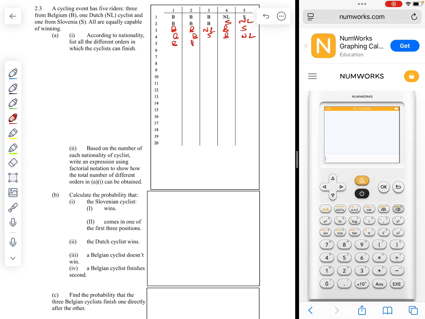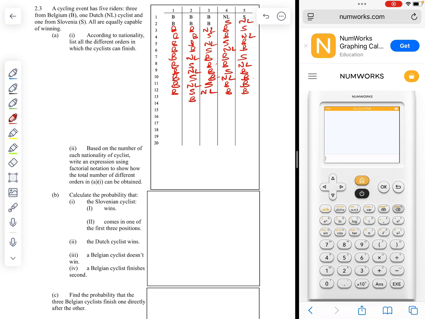Then we could do B, B and B in fifth place, NL and S, and B, B and B, S and NL. Or we could do B and then move the B and B like that, NL and S, B, B and B, S and NL. We could do B, B and B, NL and S, B, B and B, S and NL, and so on.